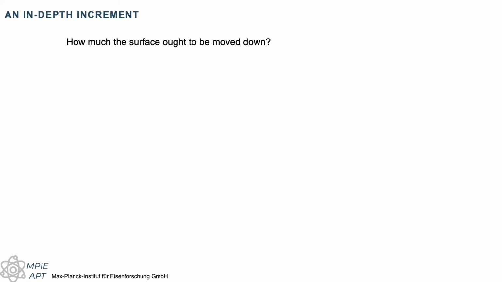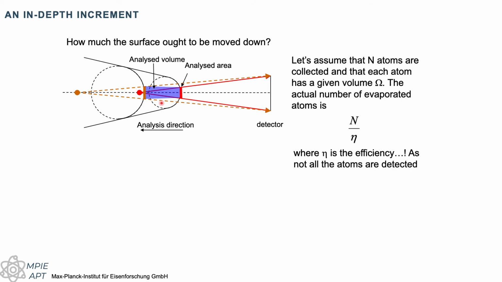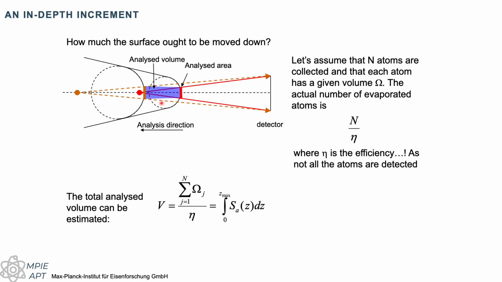So how much do we need to move down this emitting surface? What we actually know is that we are detecting a certain number of ions, and this number of ions will make up a certain volume, right? And so we've detected N ions, for example. We know that we're not detecting all of the ions because of the detection efficiency that is limited. And we can just sum up the number of ions times the volume that these atoms occupy inside of the specimen initially. So what we know is the total volume.